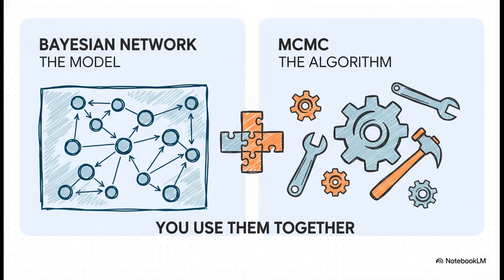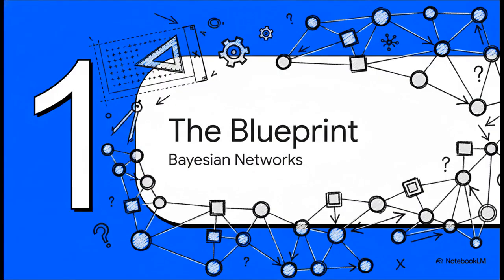All right, so let's just cut to the chase. Here's the entire thesis of this explainer, right up front. A Bayesian network is the model. It's the what. It's the thing you are trying to build. MCMC, on the other hand, is the algorithm. It's the how. It's how you actually get answers from that model you built. You don't choose one or the other. You use them together.